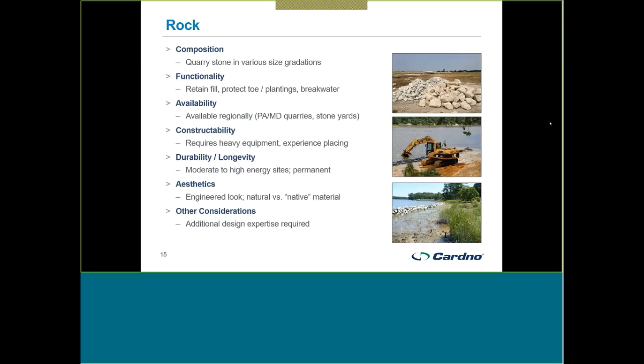Rock in certain applications is also a very common living shoreline material, particularly in revetments or what are called toe slopes. We'll talk about that in our case example. It comes from stone quarries. There's very little rock, at least in southern Delaware and other parts of the mid-Atlantic, so it's being shipped in from Pennsylvania or Maryland. So there's some transportation costs.